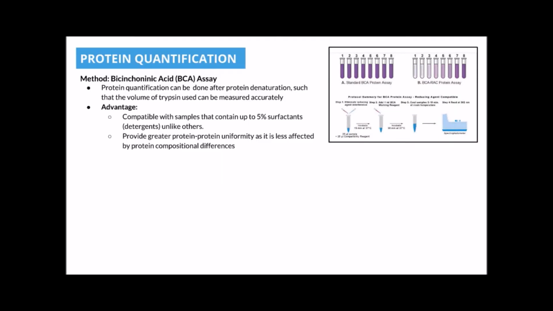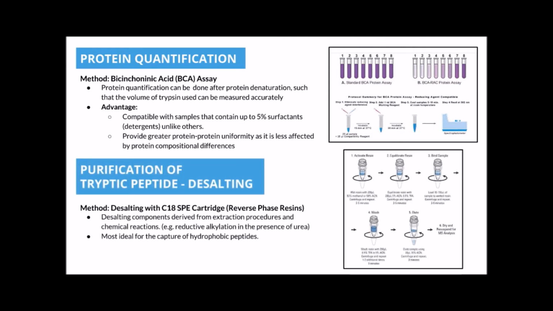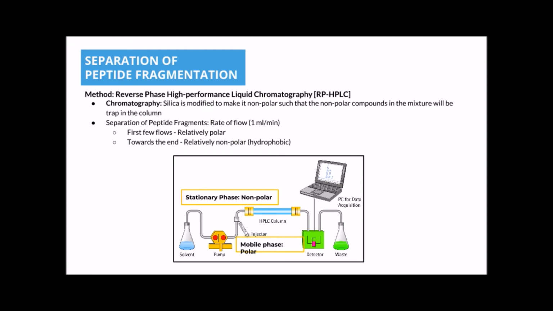Next, protein quantification is done using BCA assay, which is compatible with samples that contain up to 5% surfactants. For purification of peptides, the reverse phase C18 cartridge was used to isolate peptides and remove salts and buffer. For separation of peptide fragments, reverse phase high-performance liquid chromatography was used. Due to the buffer pattern used, the first few flows of HPLC will contain relatively polar peptides, whereas towards the end, the peptides will be relatively non-polar.